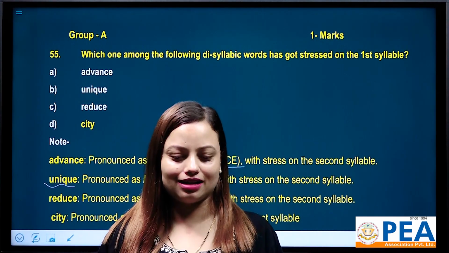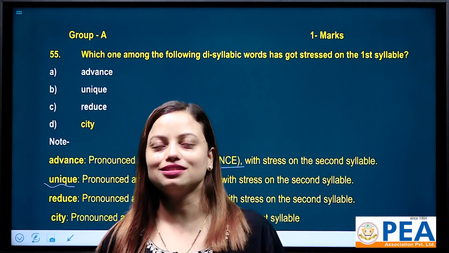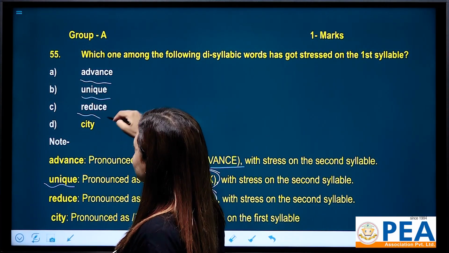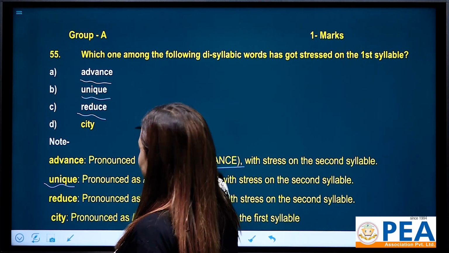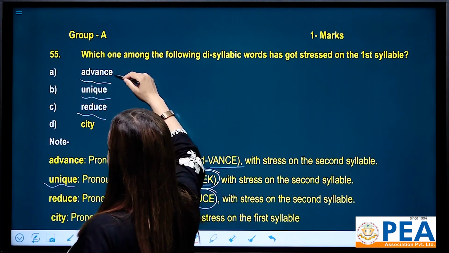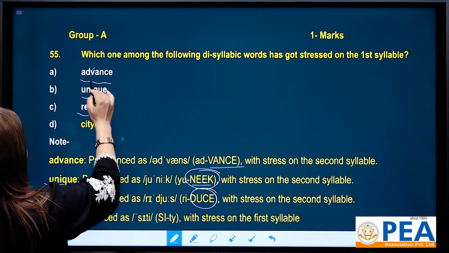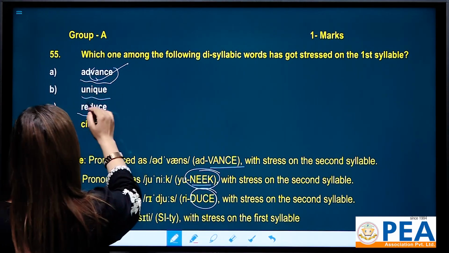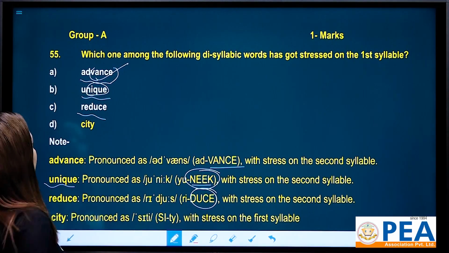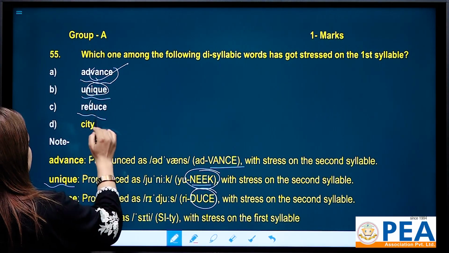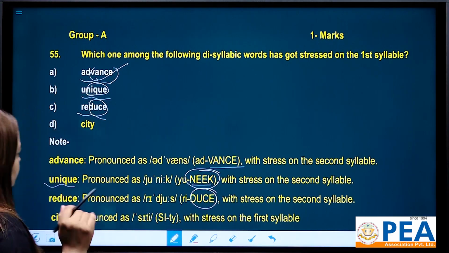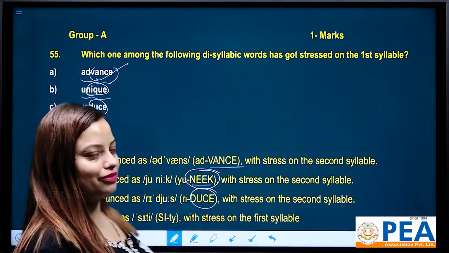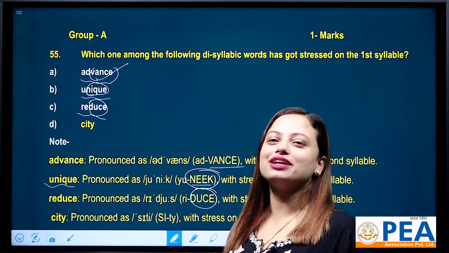Dual syllable it has, and stress falls on the very first syllable, that is CT. In terms of all the others, right? Advance, unique and reduce, they are also made up of two syllables, okay? Each word has two syllables, and here Vance has stress on the second syllable. Yes, unique also has stress on neek, the second syllable, and in terms of the third, it also has stress on the second syllable. All right, so the answer for question number 55 is none other than option D, that is city.